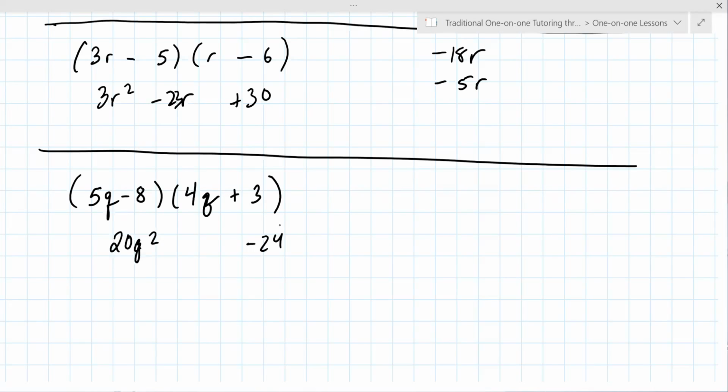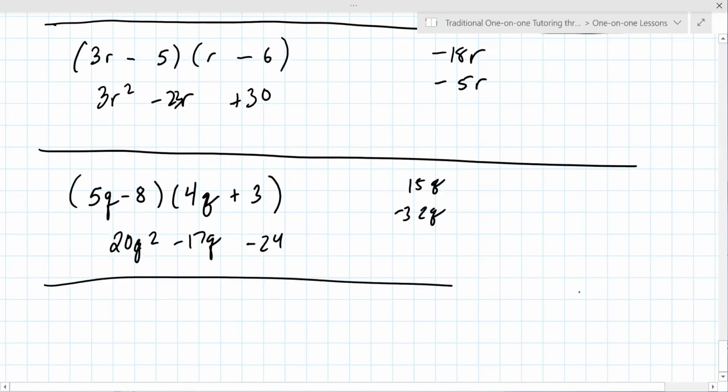All right. 20q squared minus 17q minus 24. So the outer is 15q and the inner is minus 32q, so minus 17q. Is that what you got? Yeah. Great. They're not any more complicated than that. There's just more practice to be done if you want it.